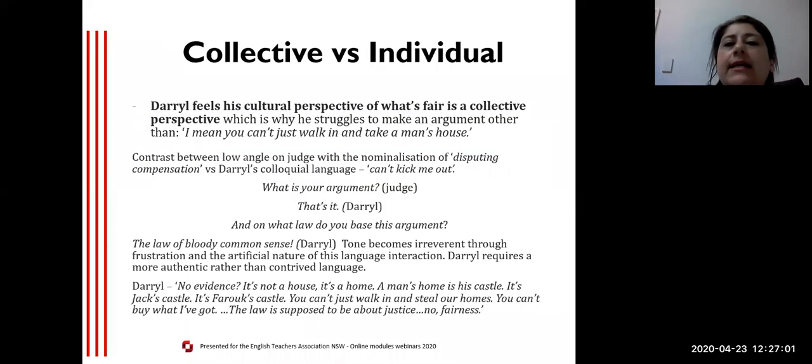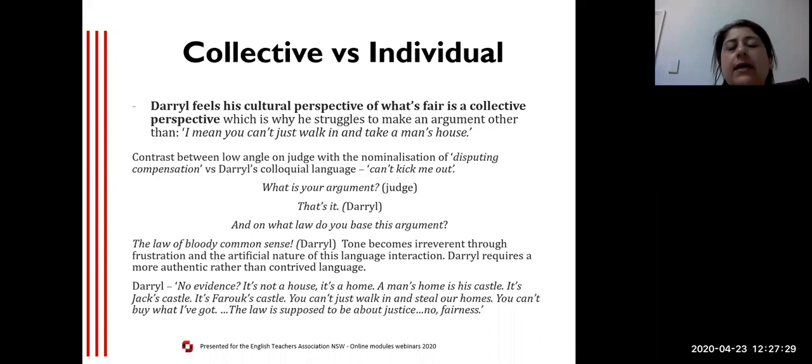So with the collective versus the individual, Daryl feels that his cultural perspective of what's fair is a collective perspective, which is why he becomes so frustrated. He believes that "you can't just walk in and take a man's house" is something that should be law for everybody, and is quite surprised to find that he can't just make that statement and have no argument to back it up. His statement is the argument.